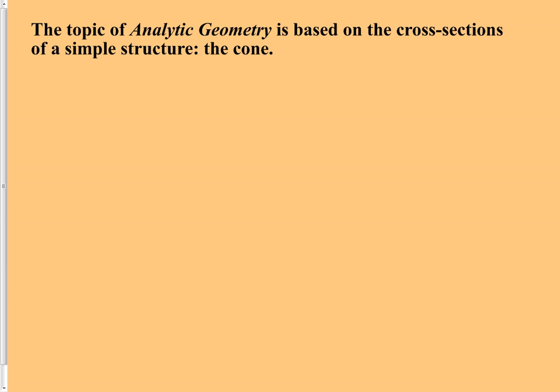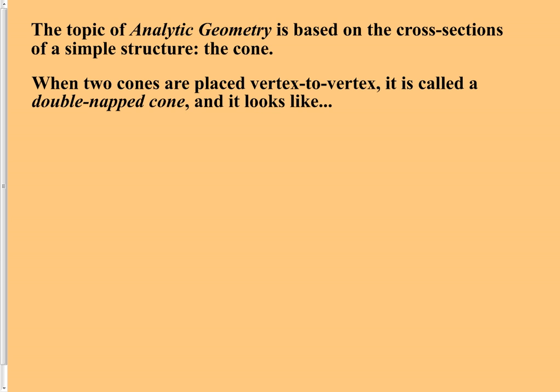Okay. Now, as I said, we're looking at the cone, but it's actually a little bit more complicated structure than that. It's what we call a double napped cone. And that is what happens when you take two cones and place them vertex to vertex, so that their main axis, their heights, are perfectly aligned as if they were a single line. It's called a double napped cone. And when drawn or graphed, it looks like this.